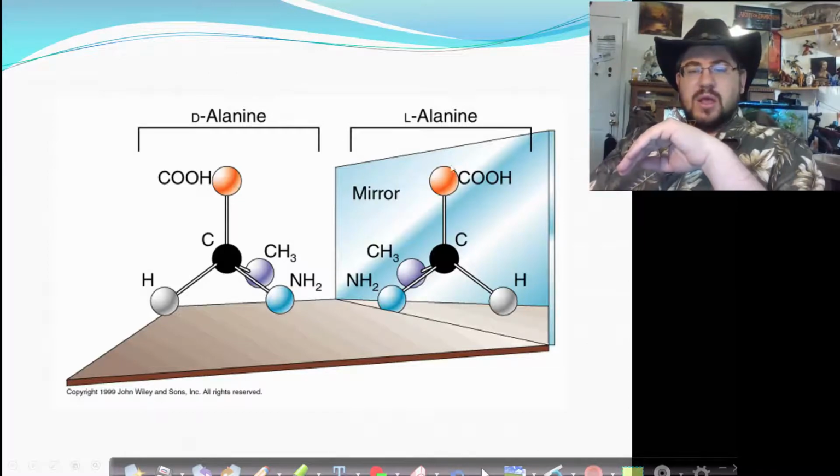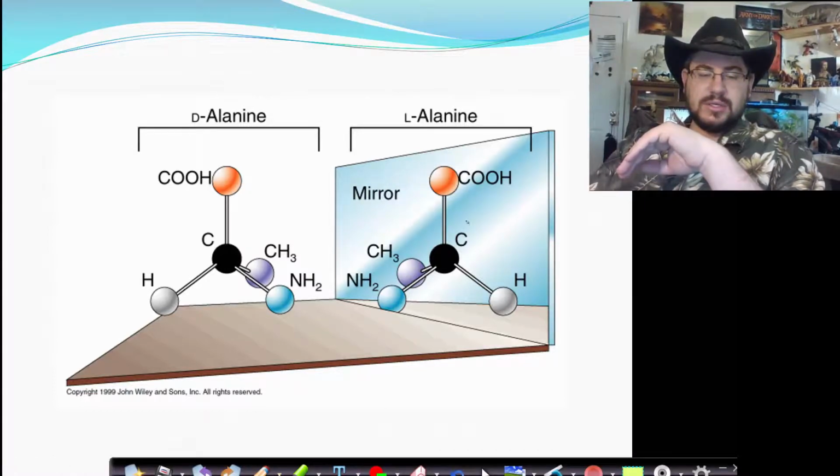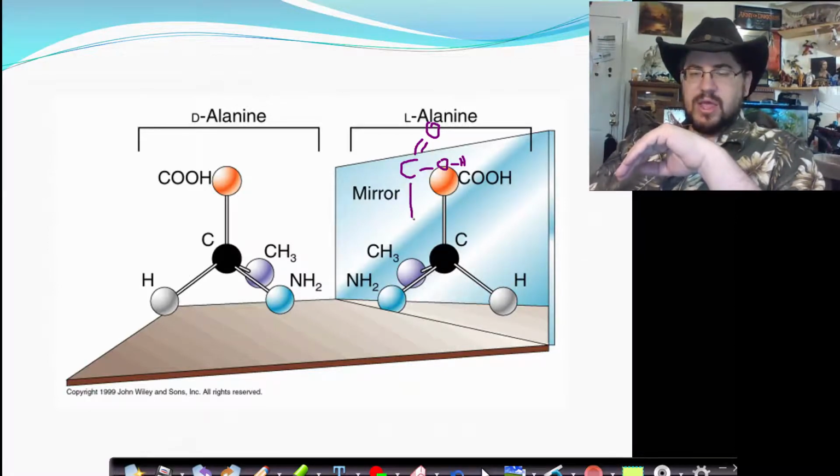So here's a carbon double bonded to an oxygen and then single bonded to an OH. Let's see. So we have a carbon here. That COOH implies this. And then we have a carbon here. And then we have a carbon back here. And then we have hydrogens coming off.